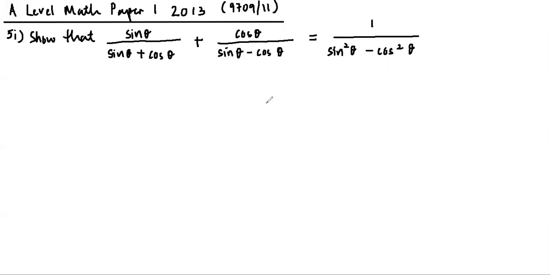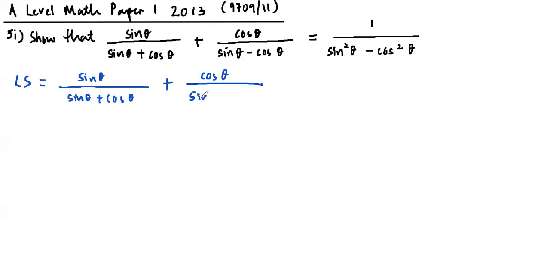In order to prove an identity, we start either from the left or from the right. In this case, the left side is more complicated than the right side, so it would be easier to just start from the left side. You start with sine theta over sine theta plus cosine theta, and you have cosine theta over sine theta minus cosine theta. On the right side, there's only one term. On the left side, there are two terms. You need to make a common denominator.